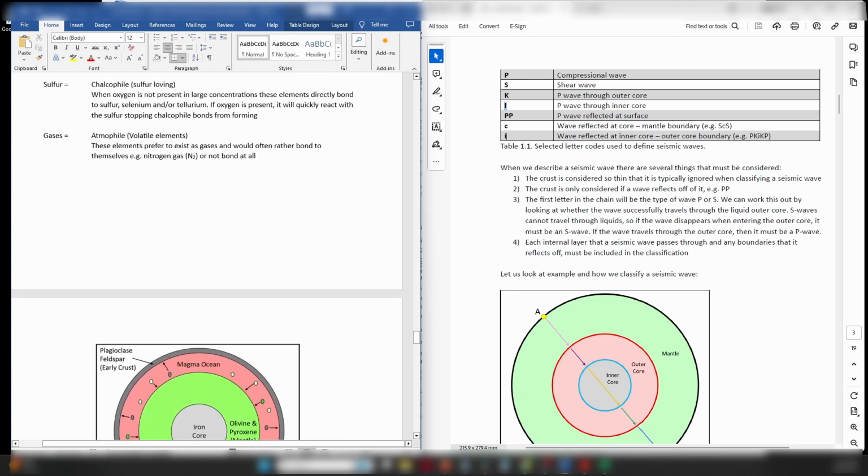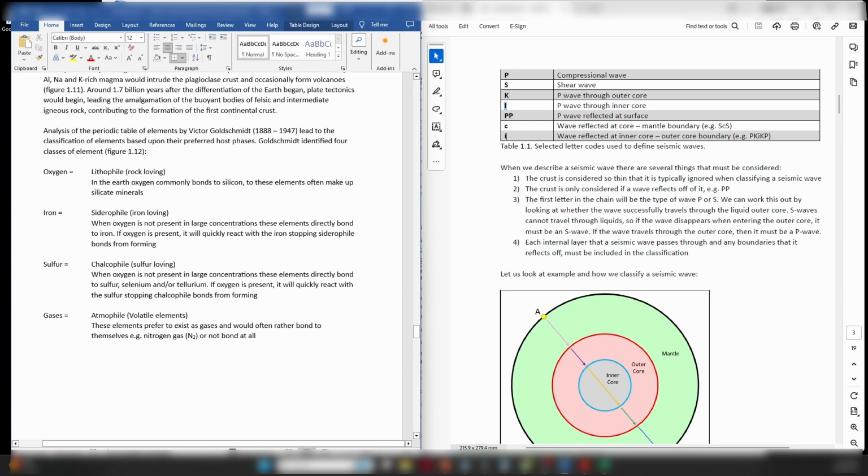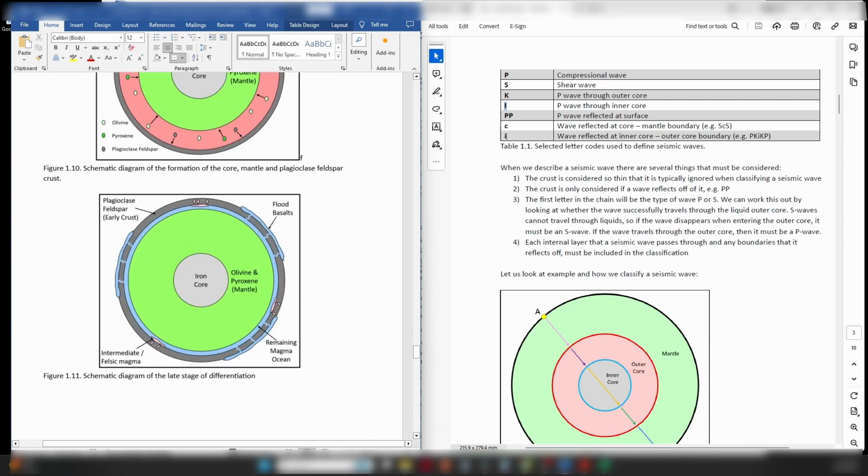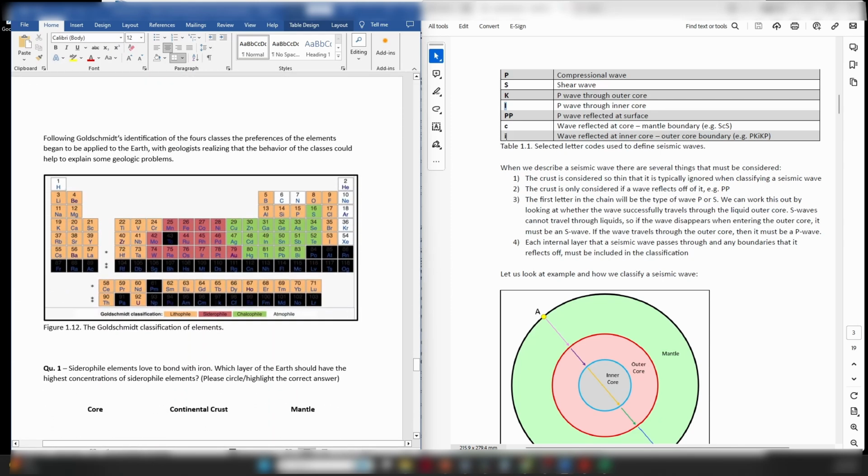So what happened later is Victor Goldschmidt came along, and Victor Goldschmidt looked at the periodic table. So if we come down here, here we have our periodic table. And Goldschmidt looked at each element, and he studied and analyzed, well, under the correct circumstances, what does each element prefer to bond with? What does it prefer to interact with? And by doing this, he actually came up with 4 distinct groups of elements.